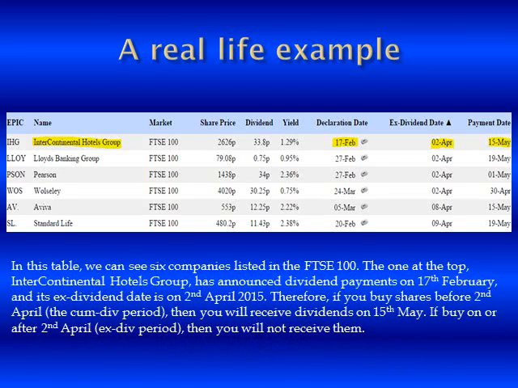In this table, we can see 6 companies listed in the FTSE 100. The one at the top, Intercontinental Hotels Group, has announced dividend payments on 17th February, and its ex-dividend date is on the 2nd of April 2015. Therefore, if you buy shares before the 2nd of April, the cum-div period, then you will receive dividends on the 15th of May. If you buy on or after the 2nd of April, ex-div period, then you will not receive them.